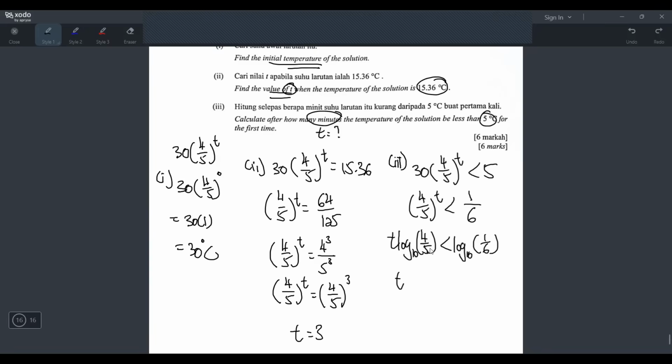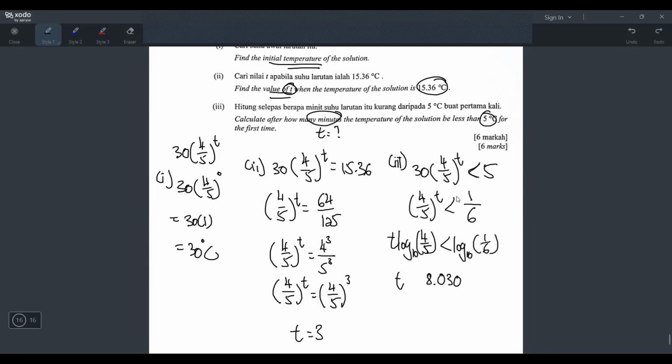Okay, I'm going to press now log base 10, 1/6, divide log base 10, 0.8. 4 over 5 means 0.8. Okay, my calculator gives me 8.0296. So if I write in 4 significant figures, it's going to be 8.030, like this.